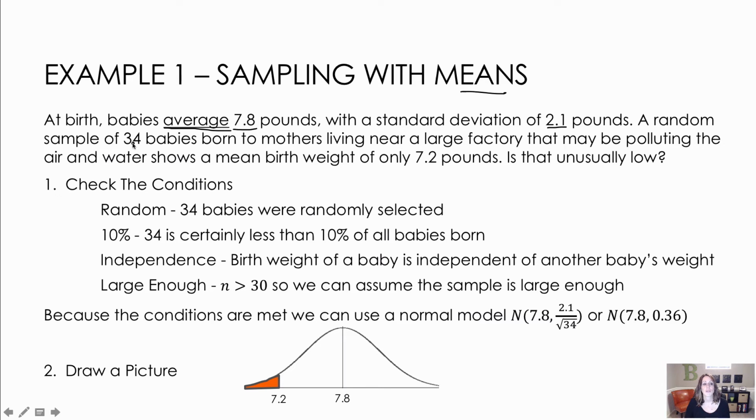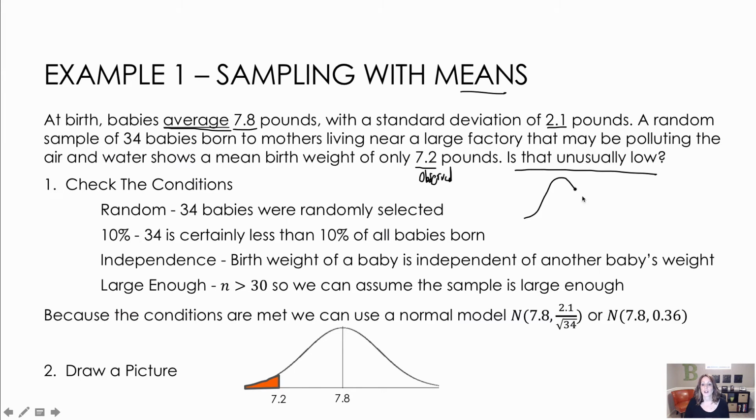A random sample of 34 babies born to mothers living near a large factory that may be polluting the air and water shows a mean birth weight of only 7.2 pounds. This is our observed value. This is expected, and then for the standard deviation, we'll have to do some calculations. The question is, is that unusually low? So the first thing we need to do is understand the question.